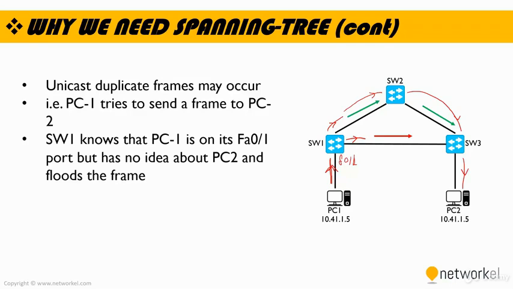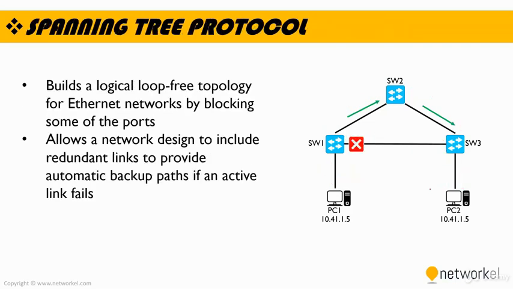But from here, we have the same frame coming to switch 3. Switch 3 will also send this frame to PC2. So we are going to face unicast duplicate frames on PC2. So what is spanning tree protocol? It builds a logical loop-free topology for Ethernet networks by blocking some of the ports.